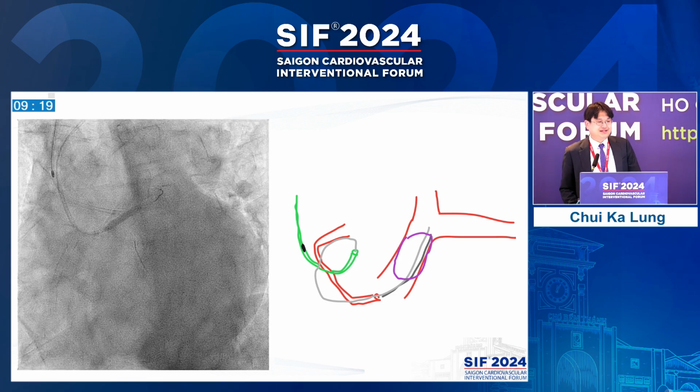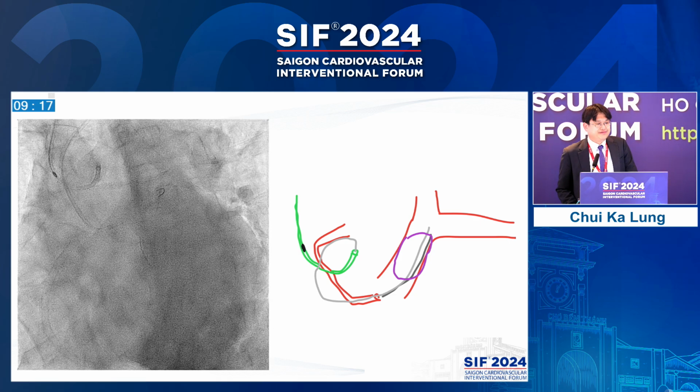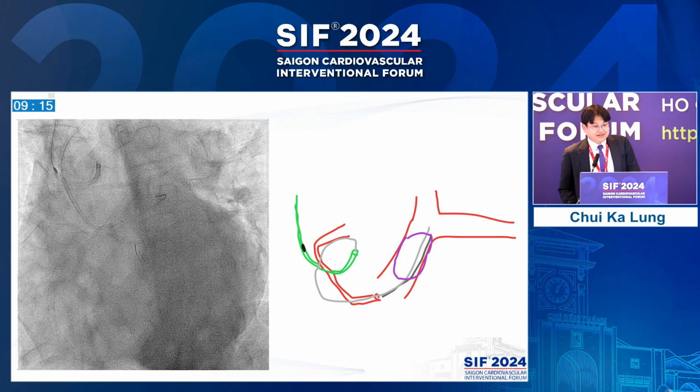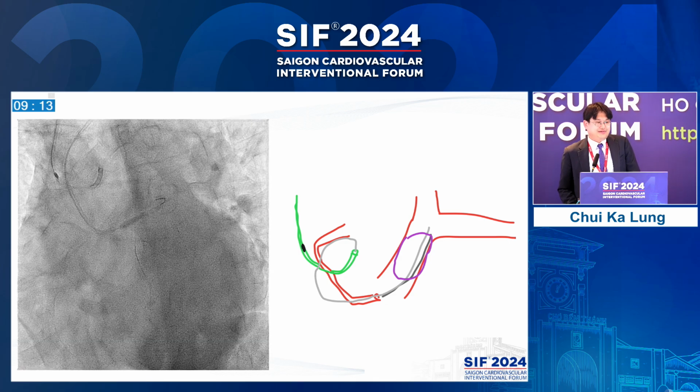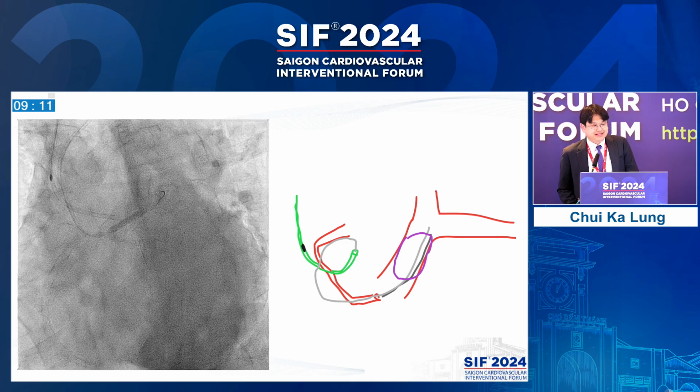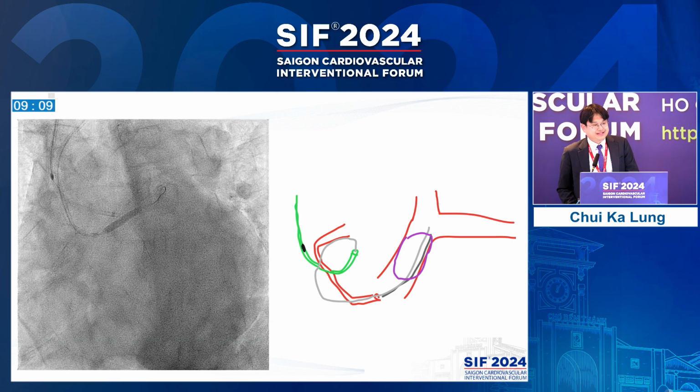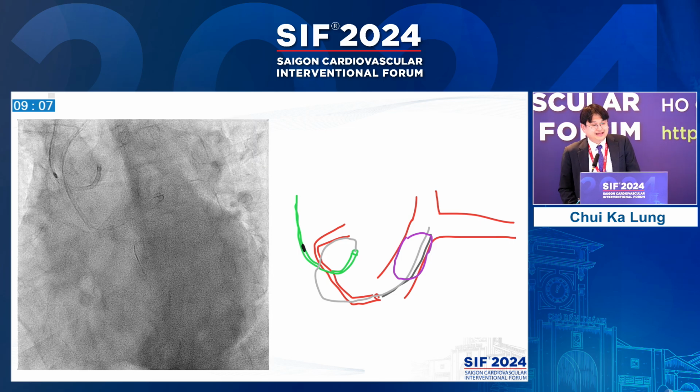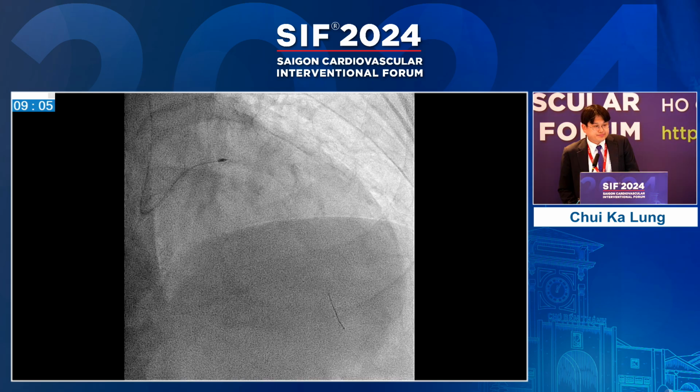This is the rotor, the EBU 3.75 guiding from the right radial. So this is one time that I got a guiding actually dislodged into the ascending. This is the way I rescue this situation. Luckily, I have two access.